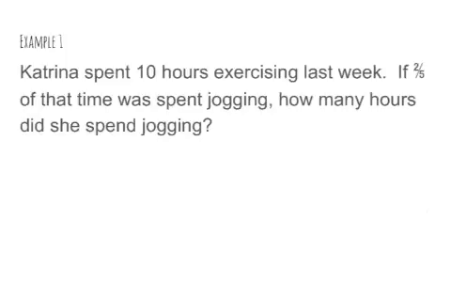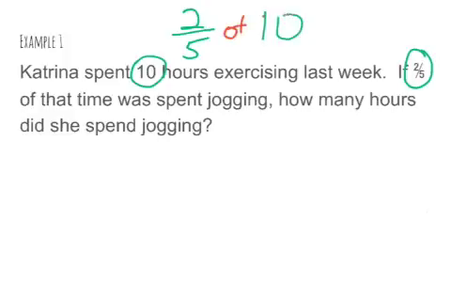This says that Katrina spent 10 hours exercising last week. If 2/5 of that time was spent jogging, how many hours did she spend jogging? So basically what we're looking at here is 2/5 of 10 hours. I'm going to write that up here. She spent 2/5 of 10 hours jogging. Okay, so we have a fraction times a whole number of 10. But technically a whole number of 10 can be turned into a fraction. You simply write the whole number as 10 over 1.